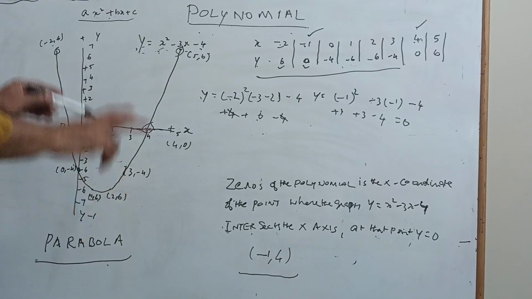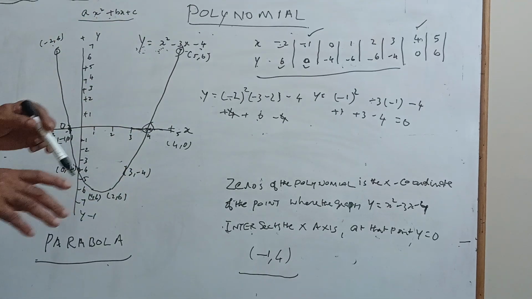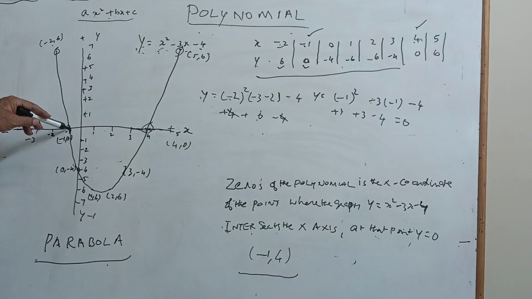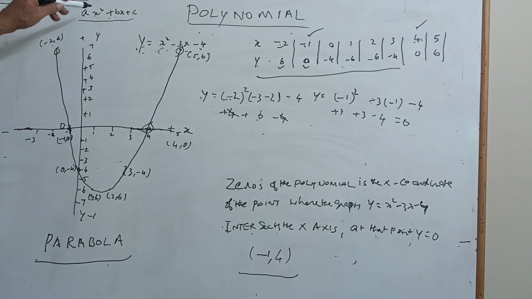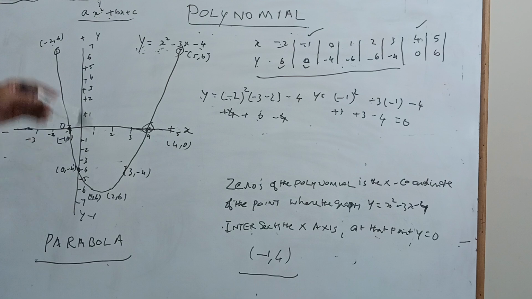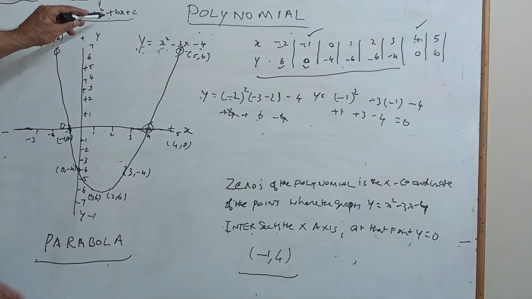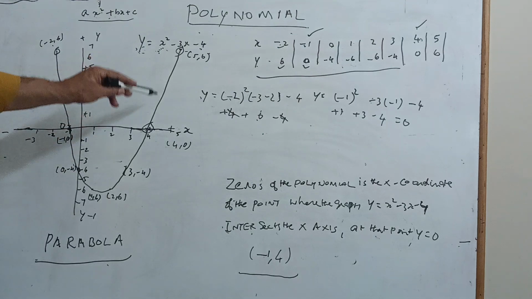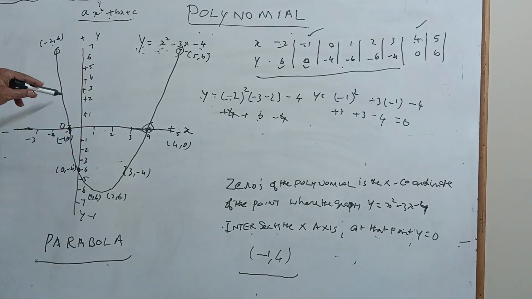So this is the maximum number of zeros you can get if the equation is quadratic. That is, if the power of x is 2. Suppose if the power of x is 3, you may get 3 intersections like this. But maximum of 2 for this equation. Sometimes you may not get any intersection. Okay, this is the maximum number of intersections.